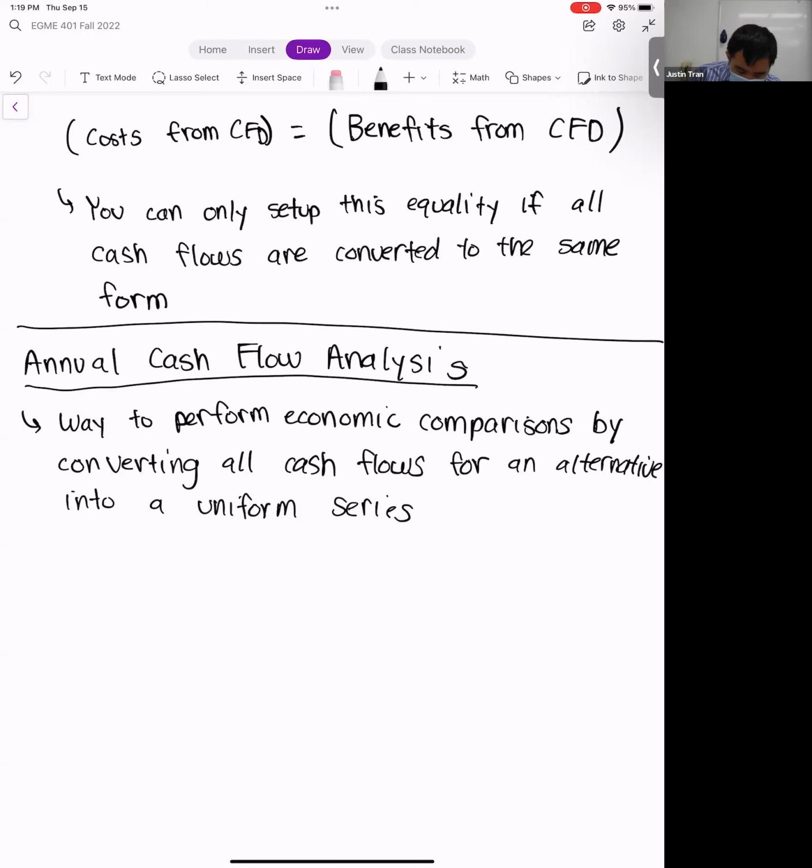Okay. And one big advantage that we saw on Tuesday with annual cash flow is that you can compare options with different product lives, or different amounts of life, much easier than with present worth.